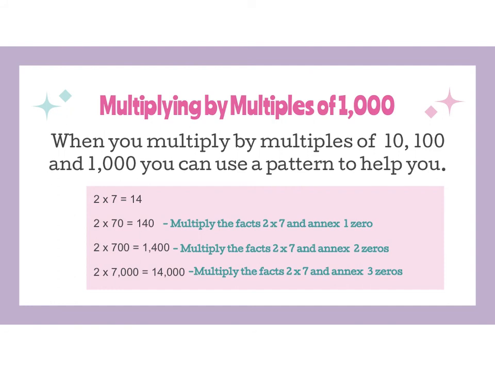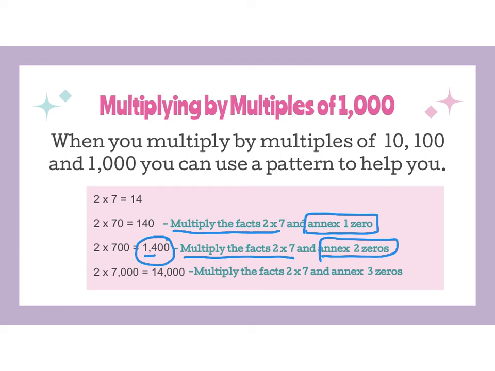When you multiply by multiples of 10, 100, and 1,000, you can use a pattern to help you. 2 times 7 is 14. 2 times 70 is 140. We first multiply the facts of 2 times 7, and then we annex the 0. 2 times 700 is 1,400. First, we multiply the facts of 2 times 7, which is 14, and then we annex the 2 zeros to the end. So we get 1,400.